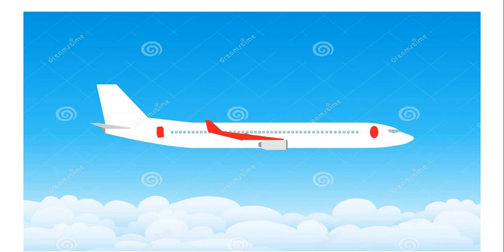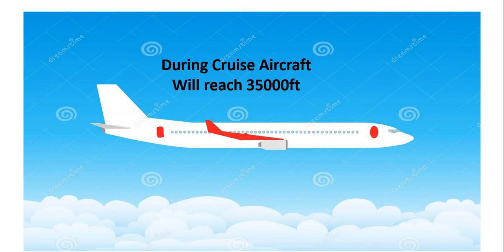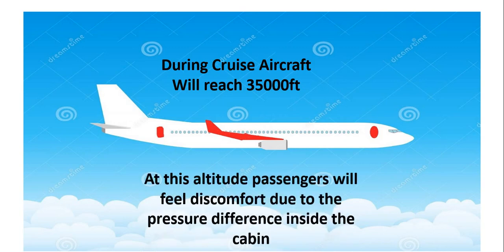So next is the cruise condition. The cruise condition is the aircraft flying at some constant velocity at some higher altitude. It reaches an altitude of 35,000 feet when it is cruising. The aircraft will cruise at some higher altitude like 35,000 feet and above. At that altitude, the passengers feel some discomfort, like they can't breathe properly. There will be some breathing trouble, then temperature changes. This all happens inside the cabin of the aircraft.